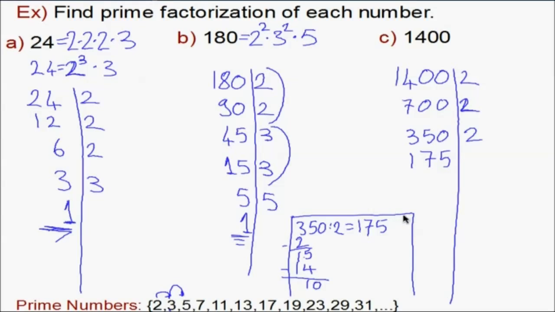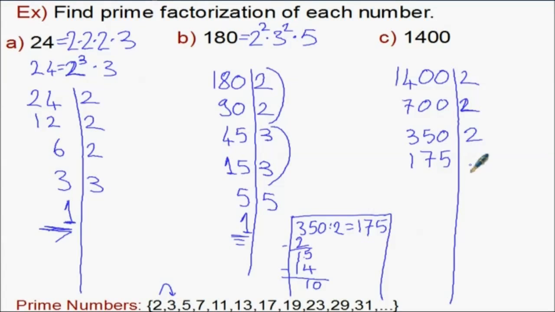Let's clean this part. We will need that part. Let's make it shorter. So we were checking 175. Is 175 divisible by 2? We check the last number, 5. So it is not divisible by 2. Because of that, we need to continue with the next prime number.